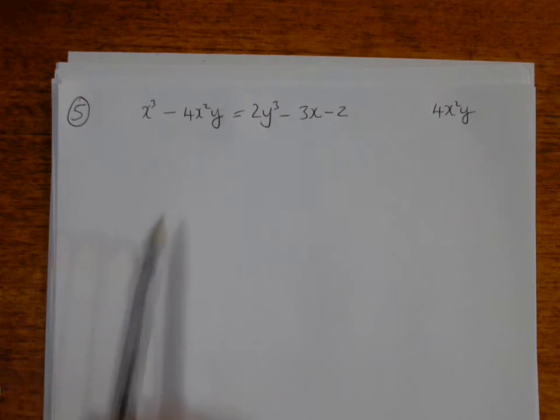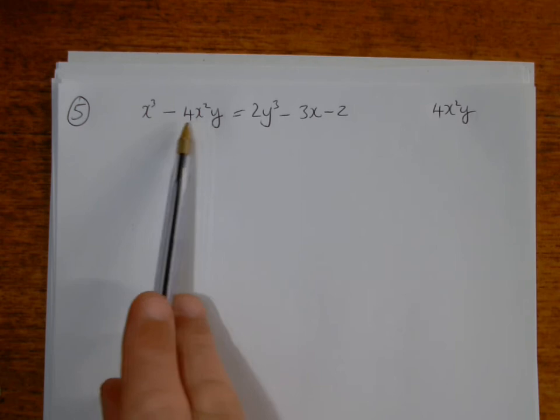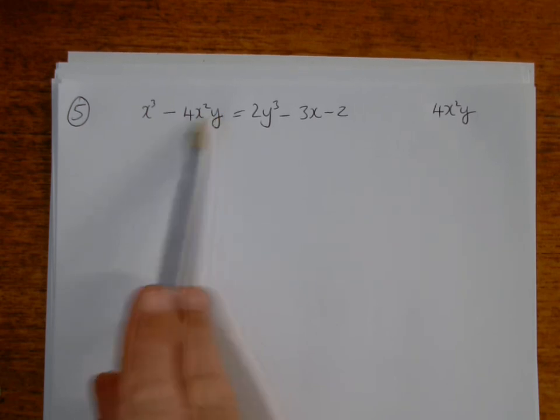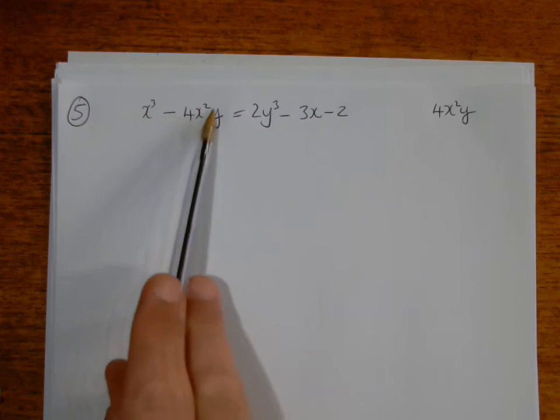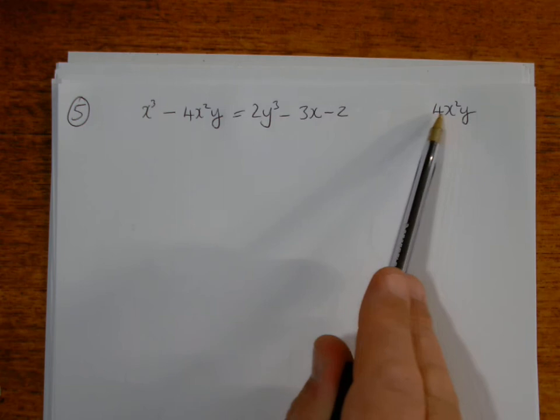Okay, so in question 5, we're asked to find dy/dx at the point (3, 1). So here we've got a product, you can see. Okay, so we're going to use the product rule here. Now, I know we've got minus of this product, but I'm going to apply the product rule to 4x squared y.